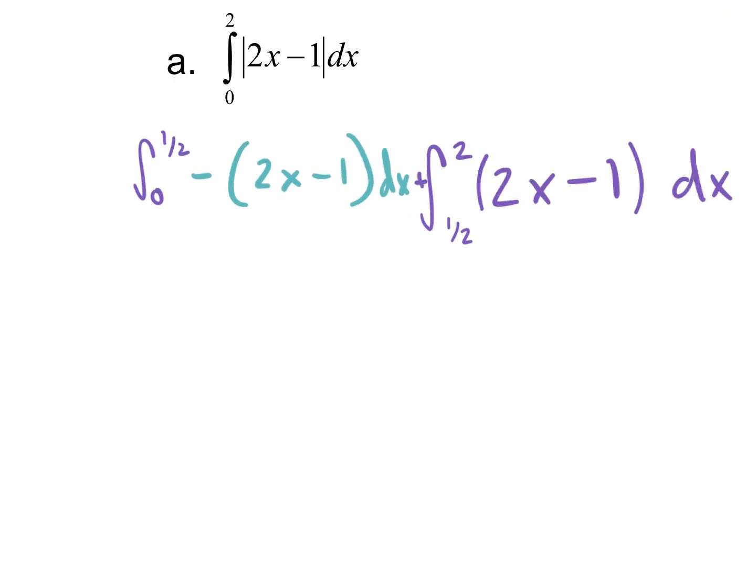So here, before I find my antiderivative, I want to distribute the negative. So I have negative 2x plus 1. Now I can find my antiderivative here. So we're going to treat this as if it's like two separate problems now. I'm just going to find my antiderivative from 0 to 1/2 first. And we'll find a value for this, and then we'll add it to the other answer. So here, when we take our antiderivative, what would our antiderivative of negative 2x be?